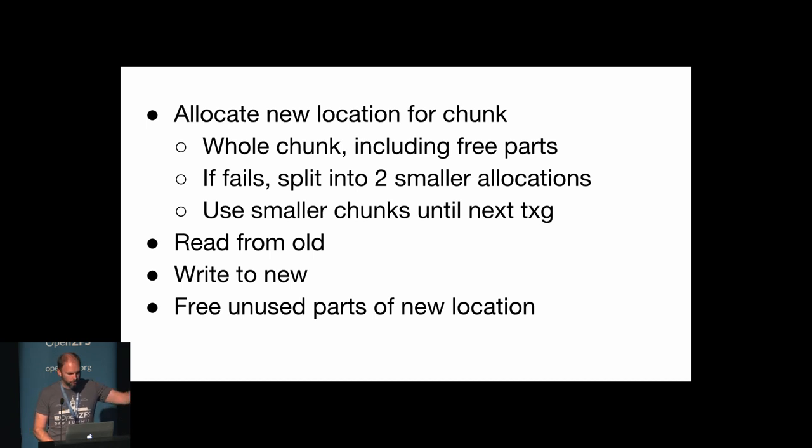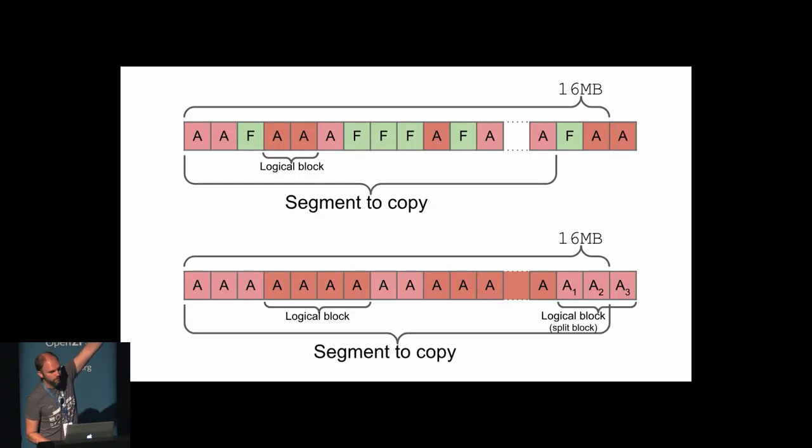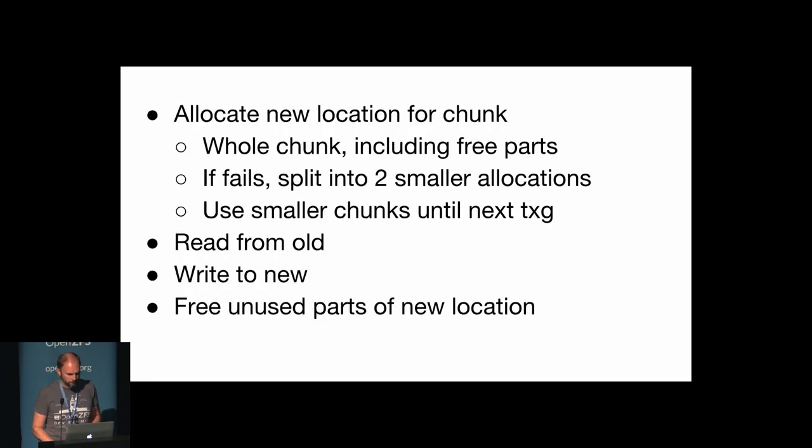Okay, cool. So then we're going to read from the old, we're going to write to the new, and then we need to free the unused parts of the new location, right? Because in this first example, I'm allocating that whole 16 megs minus a little bit, which includes all those free bits, but nobody's using those free bits. There aren't any block pointers referring to them. That's the definition of being free. So we need to free them from the new locations after we've done this.